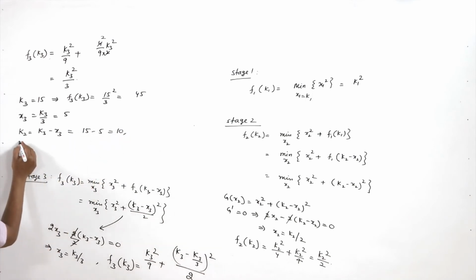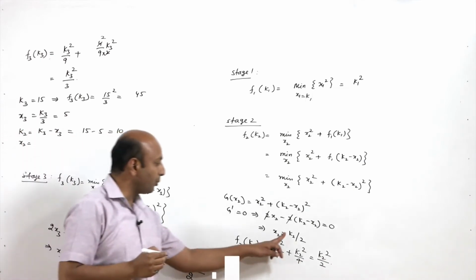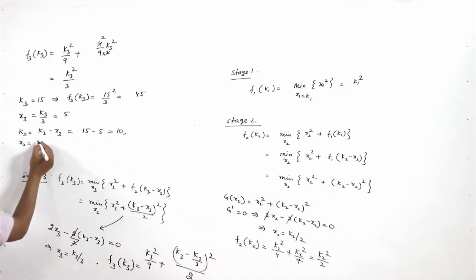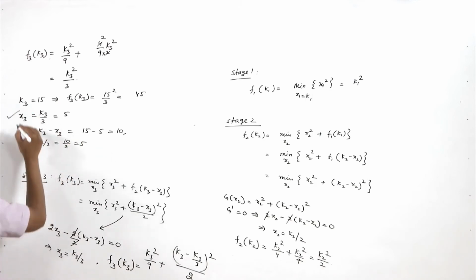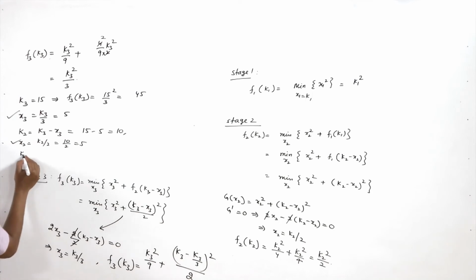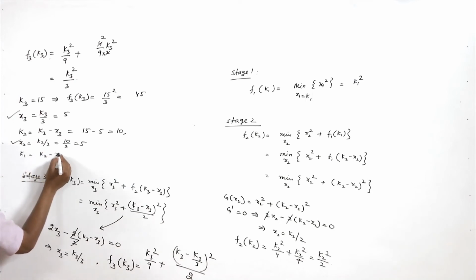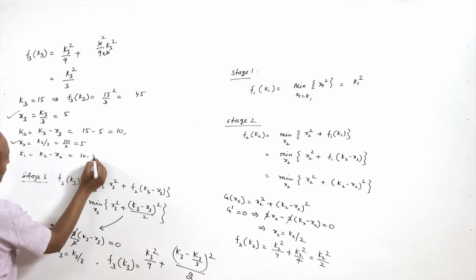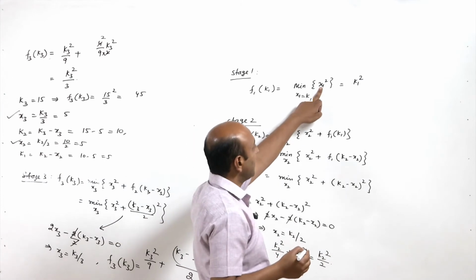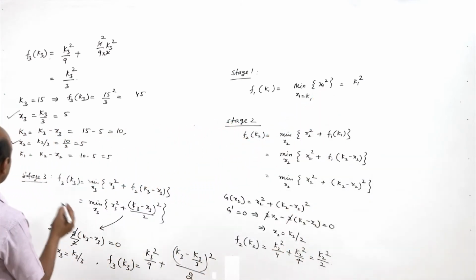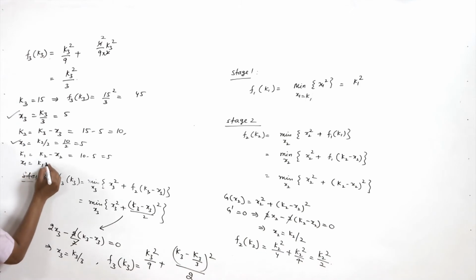So, what will be x2? x2 is k2 upon 2, 10 upon 2, that is 5. So, x3 is 5, x2 is 5. Now, k1 is k2 minus x2, that is 10 minus 5 equal to 5, and x1 equals k1, so that means x1 equals 5. So, the minimum is obtained when all x1, x2, x3 are equal and equal to 5.